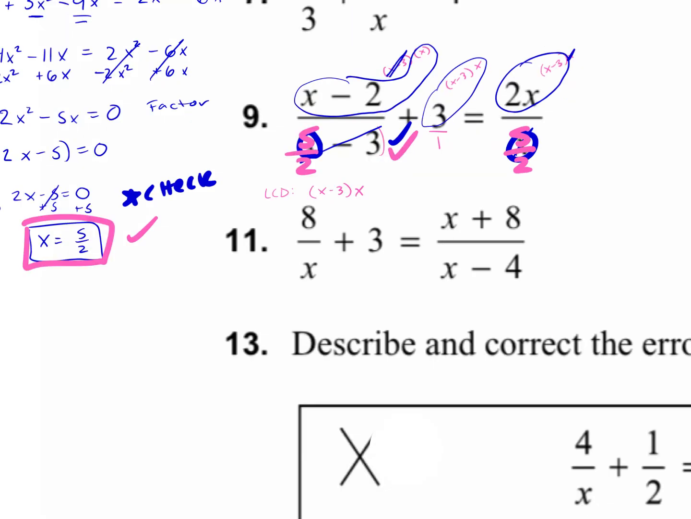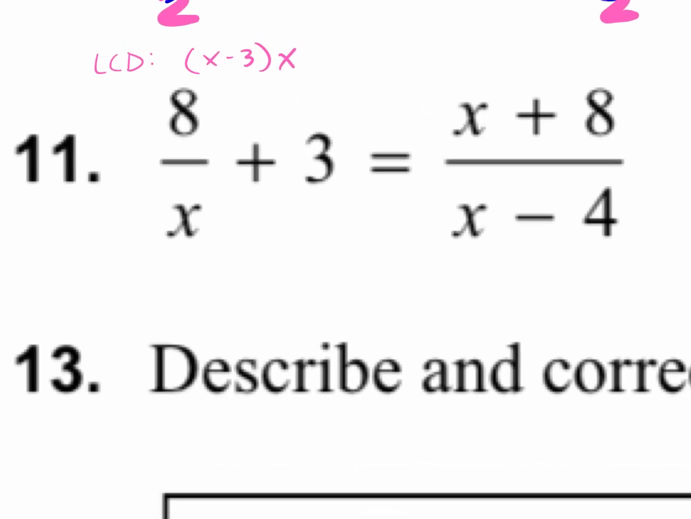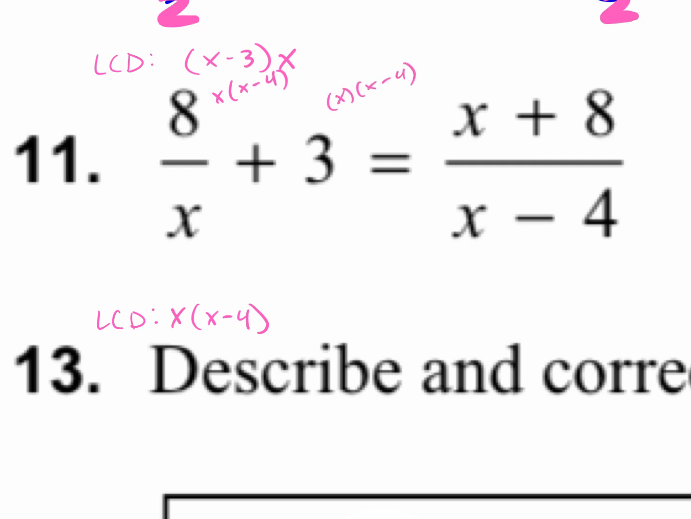So let's do number 11 next. So we want to find the least common denominator first. What's our least common denominator? X times x minus 4. Perfect. So I have to multiply everything by our least common denominator. X times x minus 4 and x times x minus 4. What do I do next? Cancel them out. If it's already in the denominator, it cancels. So here I'm only multiplying by what's missing.